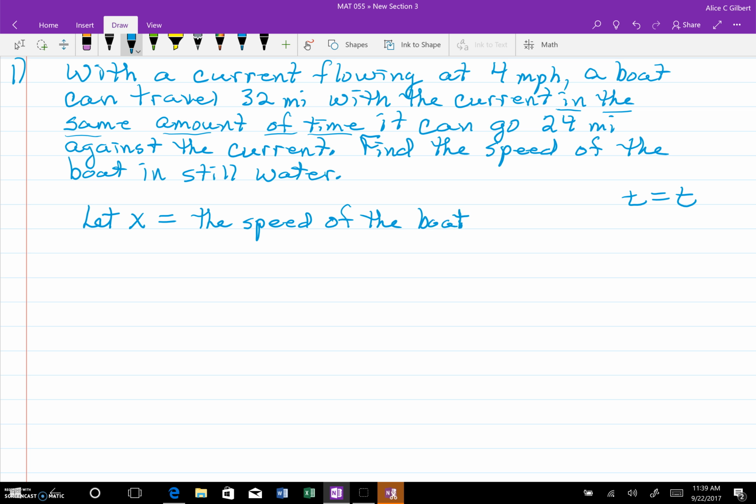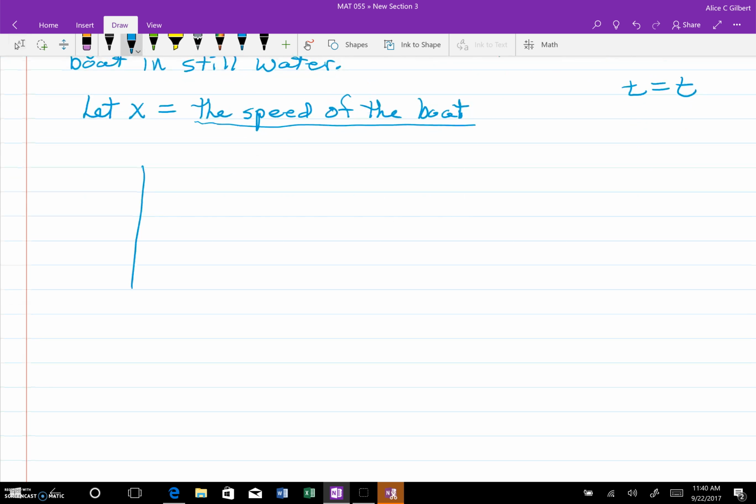Now we need to be very specific. If you just said let X equal the boat, that's not specific enough. Think about this. If I said let X equal coins, that is very non-specific. It's not going to help us in any way, shape, or form. But what if I said, let D equal the number of dimes in the purse? That is very specific, and that will help us. So after you do let X, there should be a description of what X is in words, being very specific.